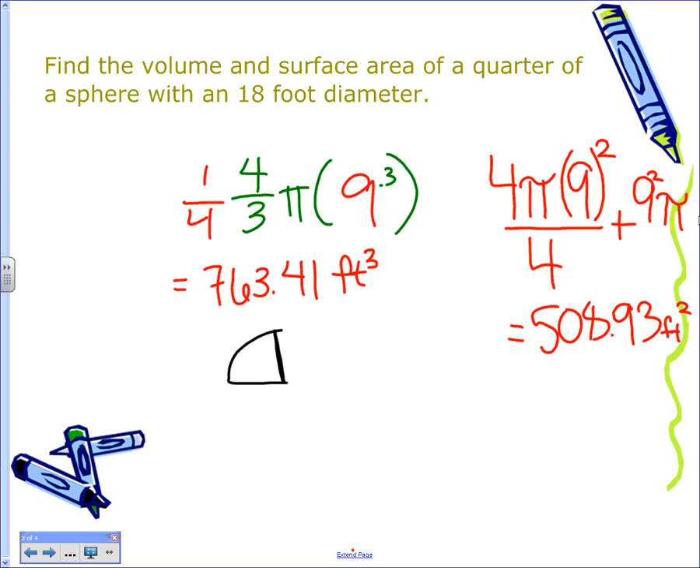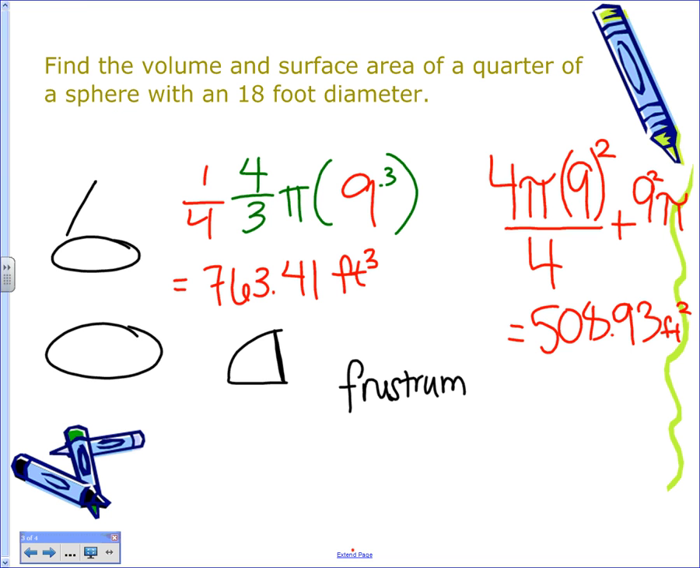Is it a cylinder just like this? No, cylinders are completely different. What's it called if it's a circle and then a smaller circle? I don't know how to say the word very well. Frustum. It's where you take that and then you erase this part of it. But we'll get to that later in the year.